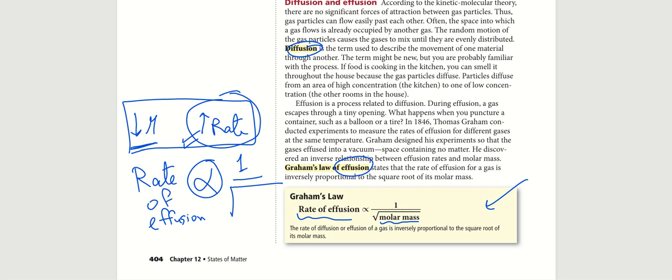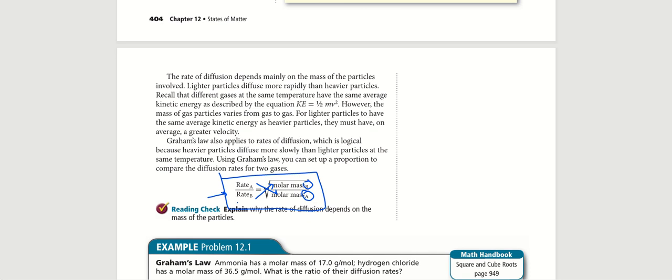So Graham's law says that the rate of effusion is, this is how we say proportional, and we put 1 over, this is how we say inversely proportional. So the rate of effusion is inversely proportional to the square root of molar mass. Okay, so we have Graham's law, and now we go to answer some kinds of questions.